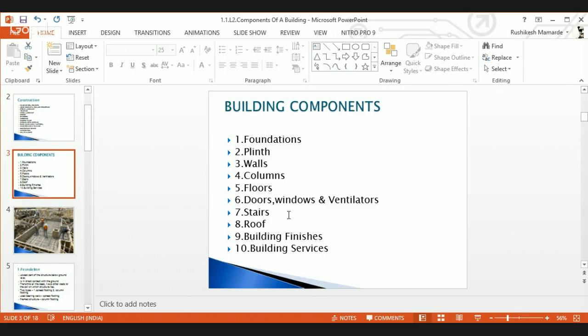Then the next is stairs. We discussed stairs. Stairs are nothing but the part which connects the two floors. Then the roof is the uppermost covering of the building, which covers the building. It consists of two parts, that is decking and the roof covering. Then the building finishes. There are different types of finishes like plastering, painting, and many more. Then the last is building services. So these are plumbing, sanitation, drainage, lighting, acoustics, electricity, etc. So we have done with this chapter.